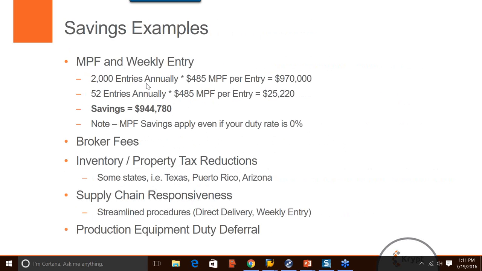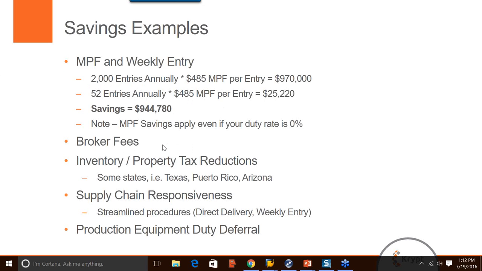Here's an example where an importer has about 2,000 annual entries. If they didn't have the FTZ process, they'd be paying this $485 maximum MPF on each one of the entries, which would be $970,000. If they were able to bring these 2,000 into the FTZ, those number of entries could be reduced to 52, which is basically one entry filed per week. And the $485 on the 52 would be this. So this is basically the savings just simply on the MPF. So again, if you're a very high volume importer, you have very high amounts of merchandise processing fee payables per year, it really pays to look into the potential for using FTZ to reduce those.